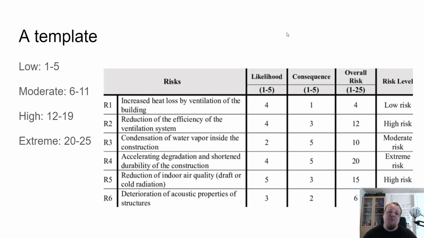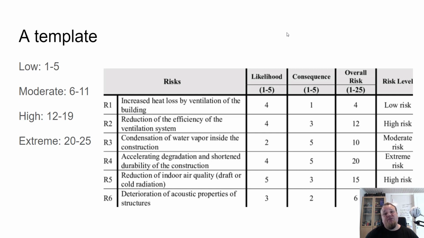Let's take risk number 4. It says accelerating degradation and shortened durability of the construction. Alright, so that has a likelihood of 4. It's very likely to happen, and the consequence is 5, and the overall risk is 20. This is an extreme risk.